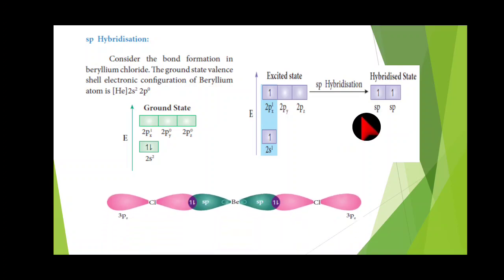Now how will the structure be? The sp hybridization we can find. Here one electron from beryllium and one electron from chlorine make a bond. Right? Head-on overlap, sigma bond. Here also head-on overlap, sigma bond. The structure is linear, beryllium chloride.